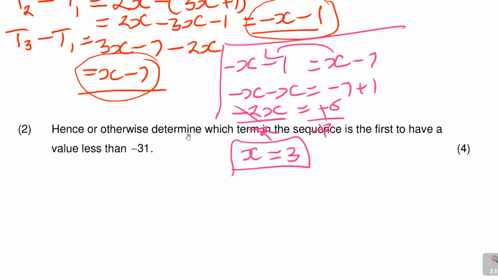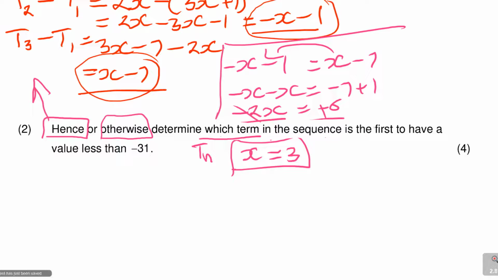And then it says hence or otherwise. Because it says hence, I cannot erase the answers. Hence means from what you have on top, so you can continue from the top. Otherwise means you can start from fresh if you want. Determine which term in the sequence, so you're looking for Tn, is the first to have a value less than negative 31. So here they're saying Tn is less than negative 31. Are you getting that? That's what they're saying. It's 4 marks.